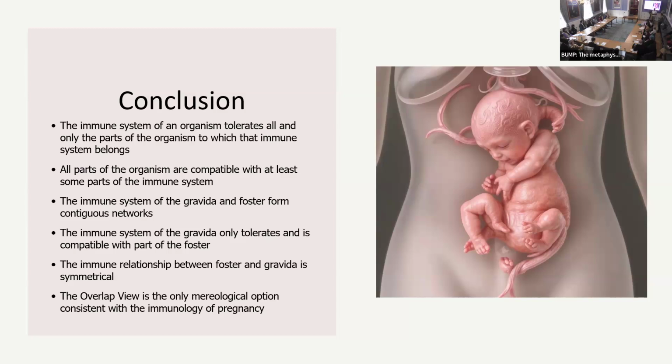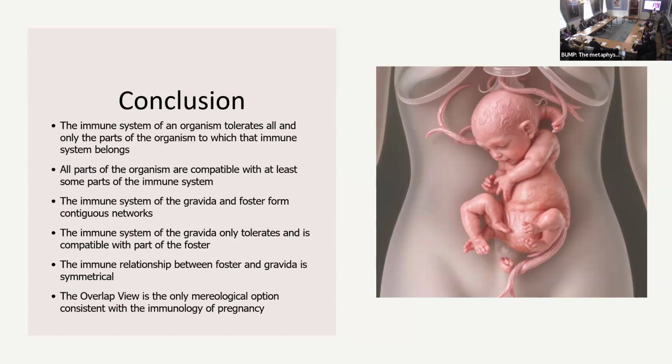But the other thing that you mentioned was immune suppression and immune tolerance. But the thing that really does the work here is intolerance, right? So the thing that separates the part view and the overlap view is the idea that there are some parts of the fetus which are not compatible and not tolerated, right? So that grounds the claim that there are some parts of the fetus which are not part of the gravida.